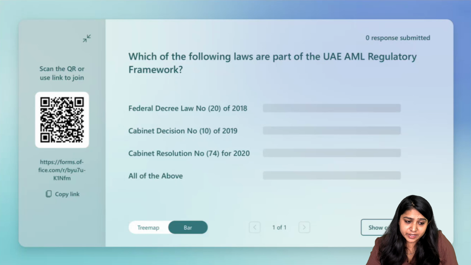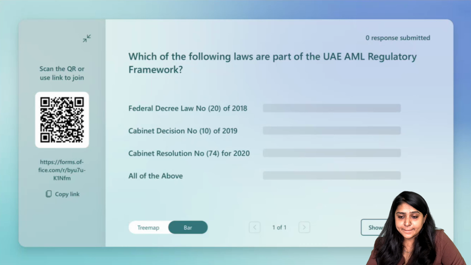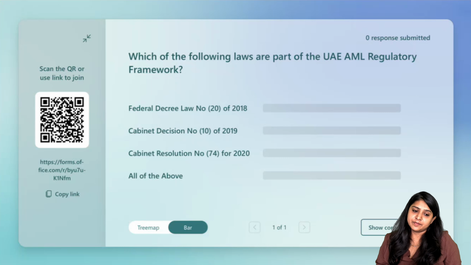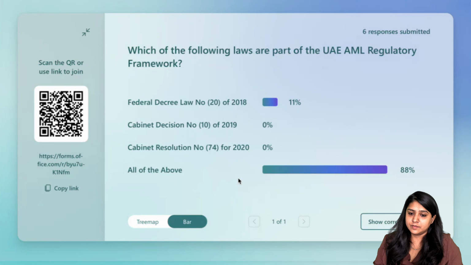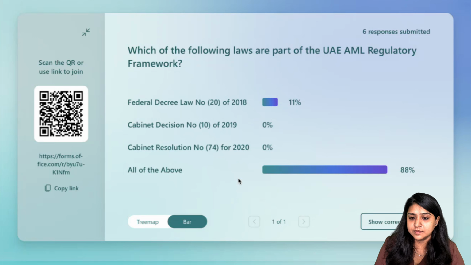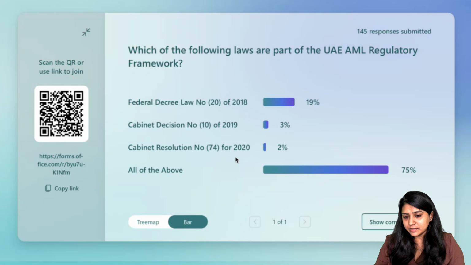So I would request everybody to use their cell phones, scan this QR and answer the quiz question. I'll just wait for 150 responses and I will discuss the answer.